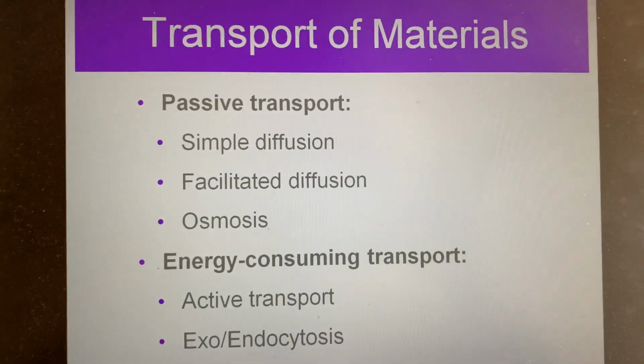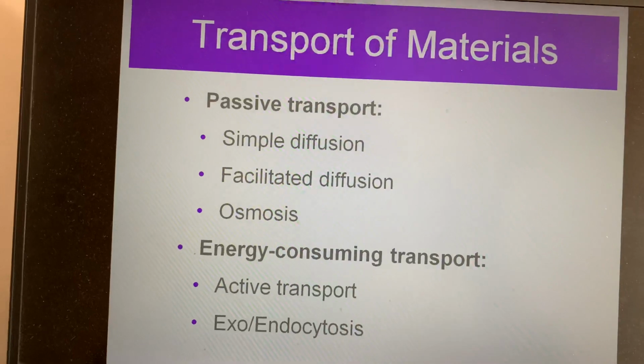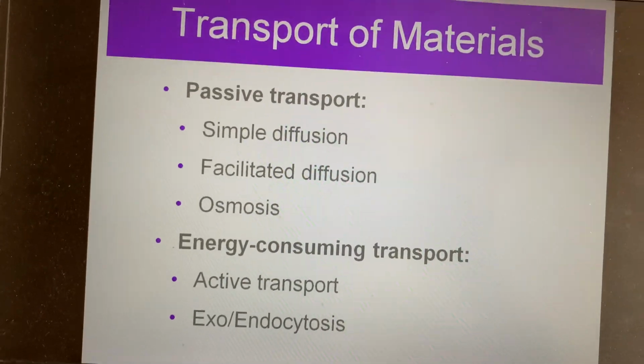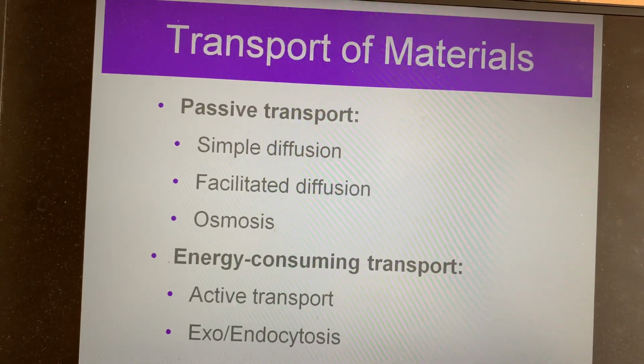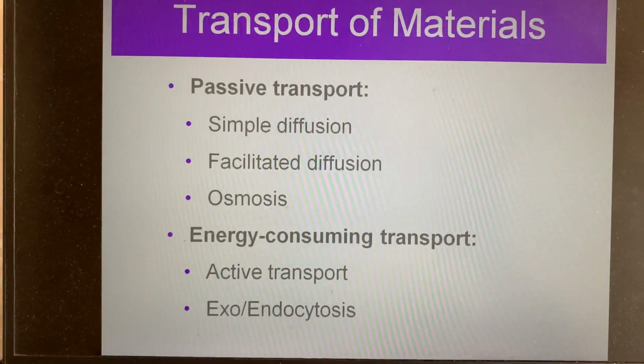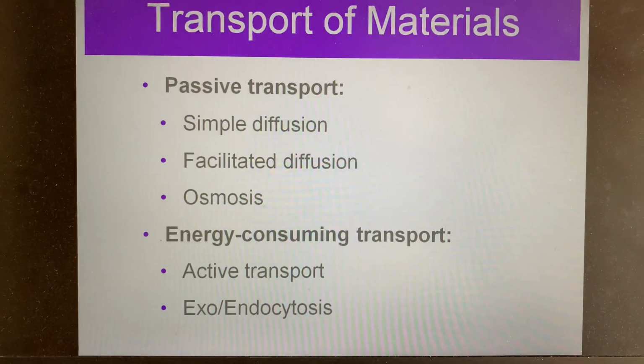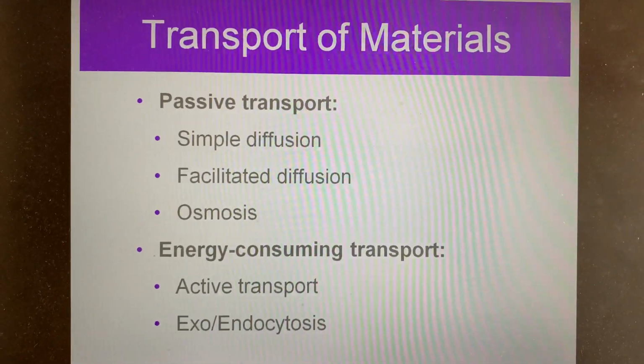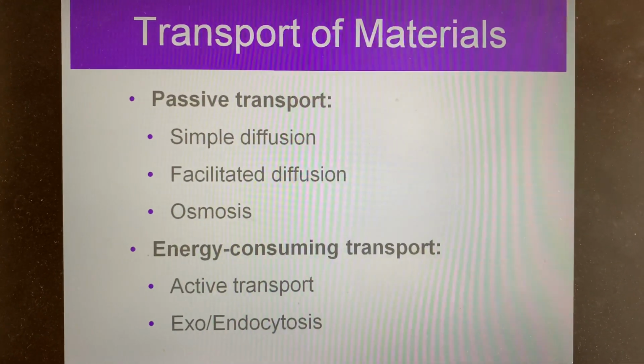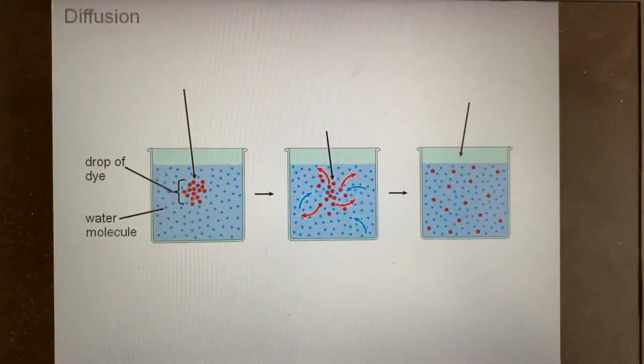Transport of materials through the cell membrane happens through passive transport, which is without the use of energy. The examples are simple diffusion, facilitated diffusion, and osmosis. Energy-consuming transport, or active transport, includes exocytosis and endocytosis as well.